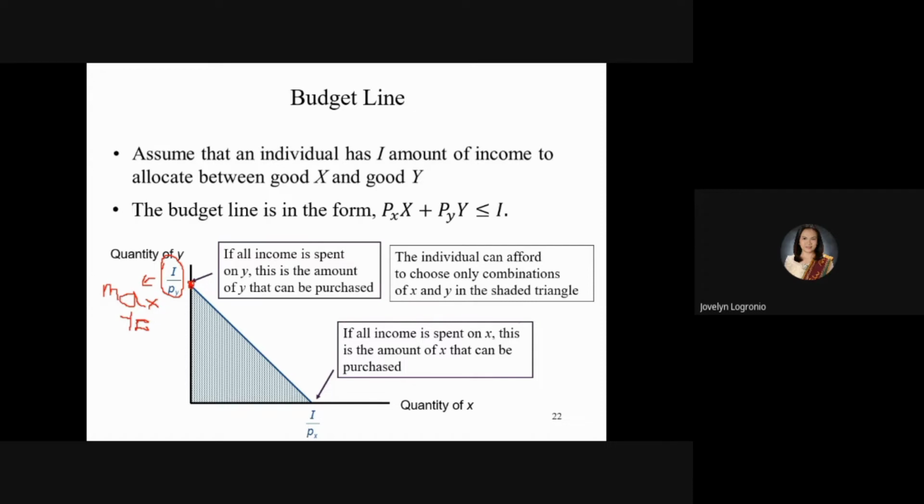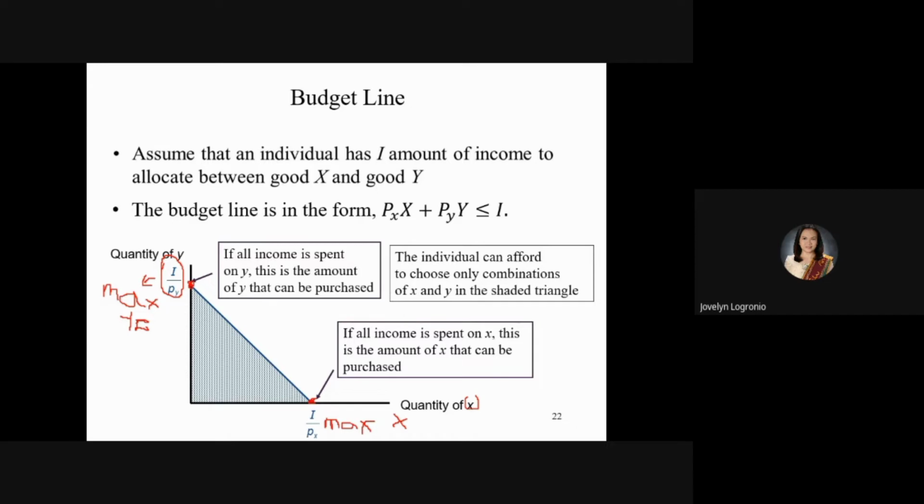Another extreme point is this one, which is equal to income over the price of X. Kasi sa vertical axis nandyan si X, horizontal axis nandyan si Y. So, income over the price of X is also the maximum quantity of good X that a consumer can buy.